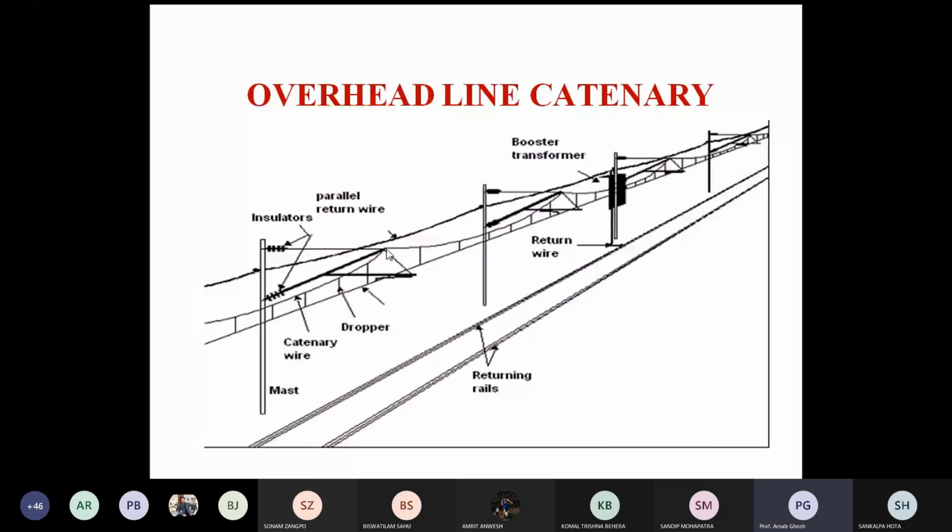Yes or no? Please give your response. Shankal, am I audible? No, sir, you are audible, but we haven't heard about the traction substation. Okay, it is the first time, I am going to tell you.